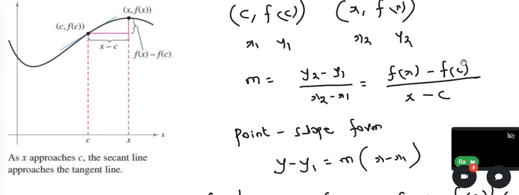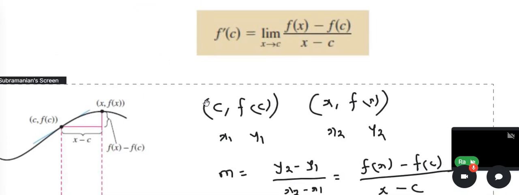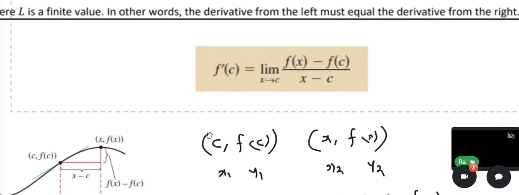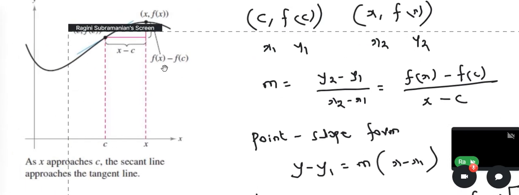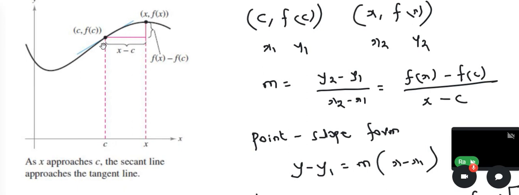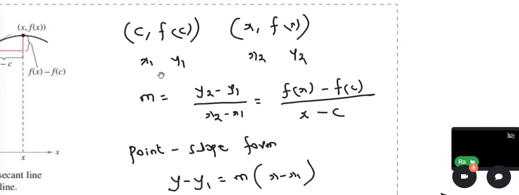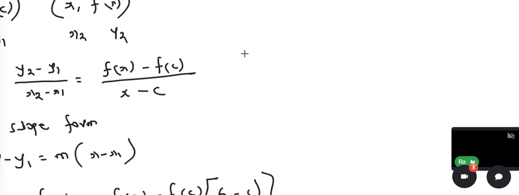So this one, f(x) minus f(c), right? This is basically nothing but the slope of this tangent line, and then you have to take the limit such that x approaches c. You have to say that x approaches c as close as this point is. As x approaches c, we will be able to find the slope of this tangent line. So for this one we have to take the limit.